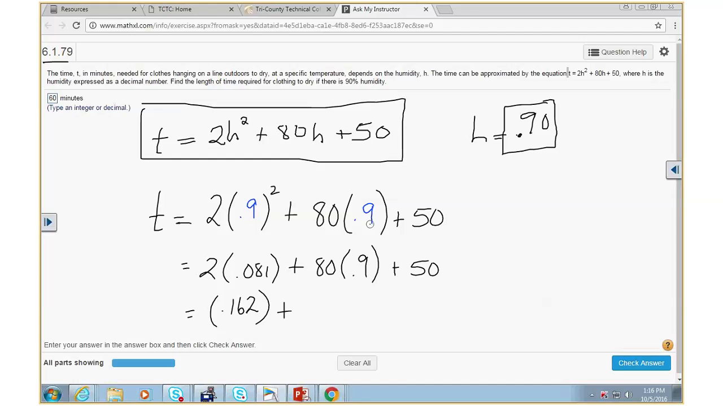Zero there, and I don't think that's right. You got 2 times .081. Well, I asked y'all what .9 squared was, and y'all said .081. .9 squared is .81. And 2 times .81 is 1.62. All right, now, 10% of 80 is 8. So 8 times 9 is 72.